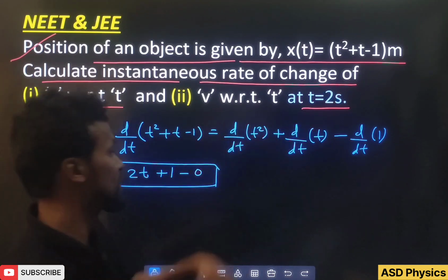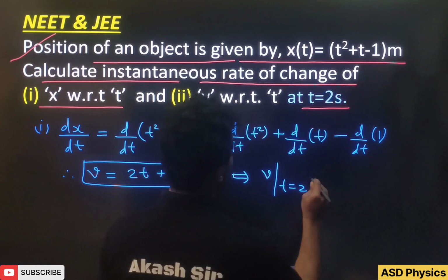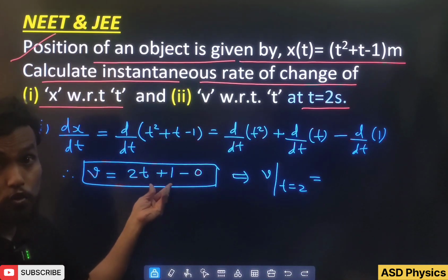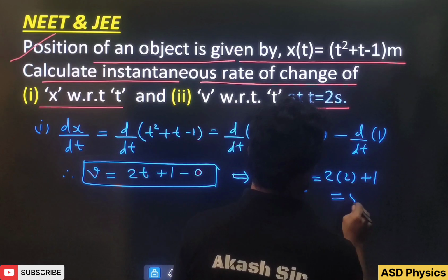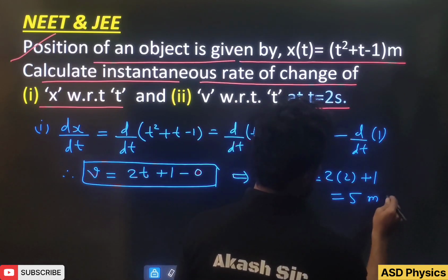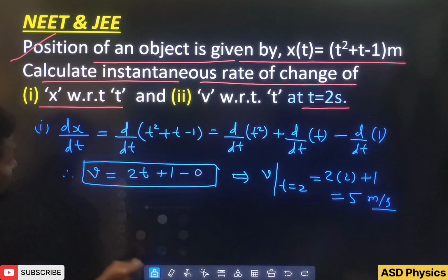At which time are they asking? They are asking at t equal to 2 seconds. So at t equal to 2 seconds, put here 2 into 2, let me write here, see, 2 into 2 plus 1. How much is coming here? It is coming 5 meters per second. This is the first one, x with respect to t. Okay, great.